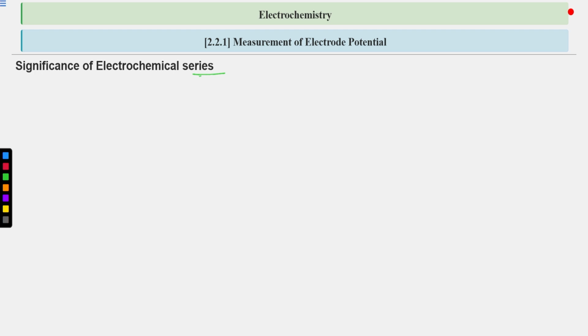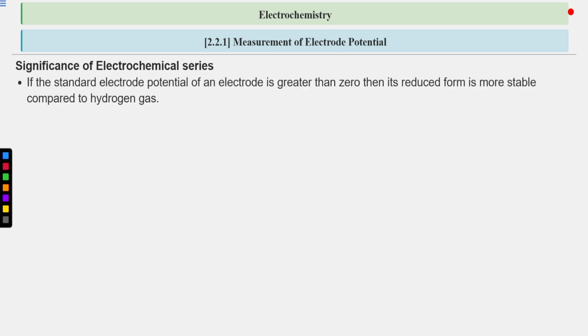Now, significance of the electrochemical series. If the standard electrode potential of an electrode is greater than 0, then its reduced form is more stable compared to the hydrogen gas. Okay, so if you have an electrode and the standard electrode potential of that electrode is greater than 0, then its reduced form will be more stable compared to the hydrogen gas.